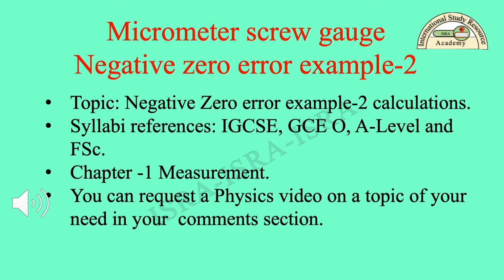Micrometer screw gauge negative zero error example 2. My dear viewers and listeners, today I am going to start a new lesson on micrometer screw gauge with negative zero error example 2. I have made 3 visual diagrams of negative zero error under this topic. This is the second one in micrometer screw gauge. You will learn how to get rid of this negative zero error in the measurement.